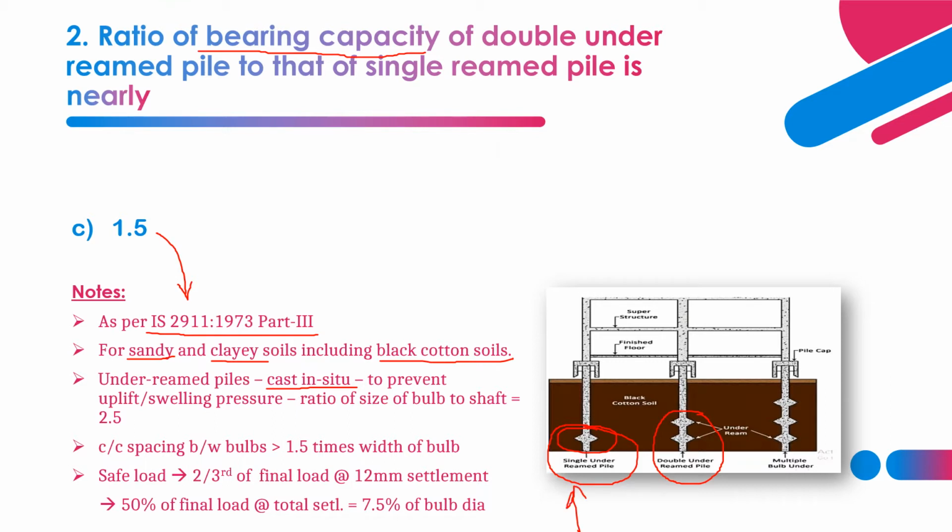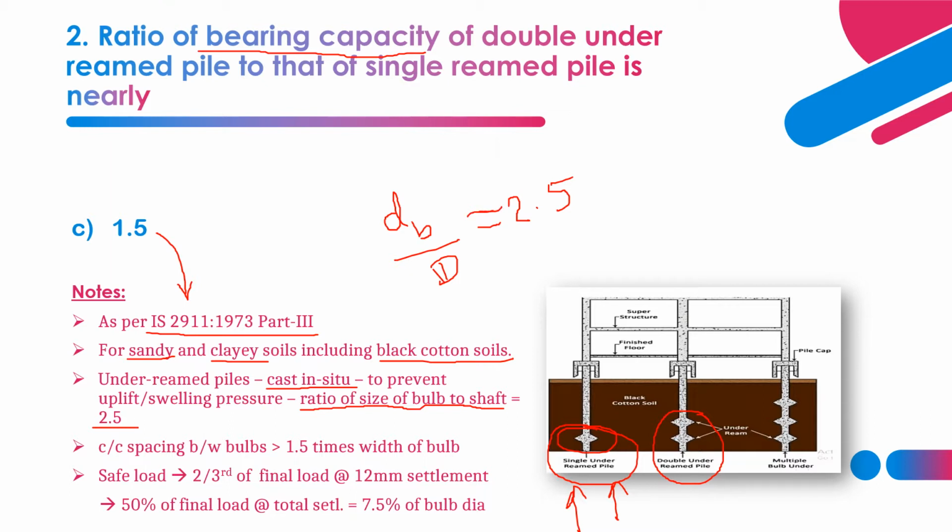Whenever there is some uplift or swelling pressure happening under the strata, the bulb will help to prevent that uplift or swelling pressure. And another criterion is that the ratio of size of bulb to shaft is about 2.5. Let's take the diameter of bulb as dB and shaft as capital B. So that ratio shall be approximately 2.5. Not always, it can be approximately 2.5.